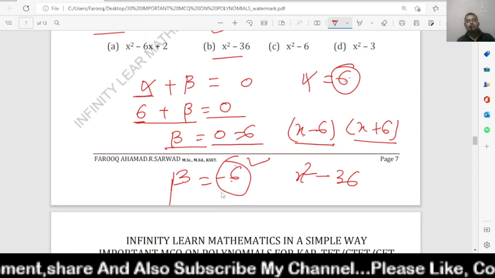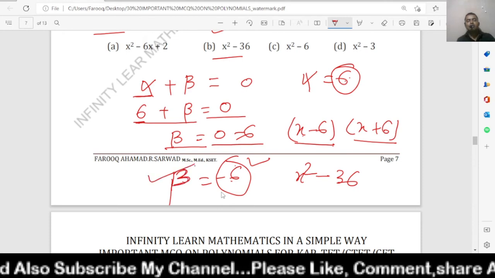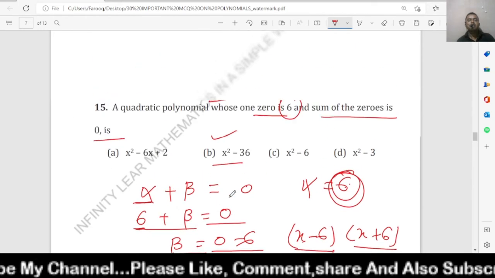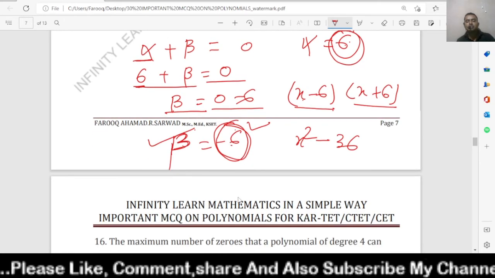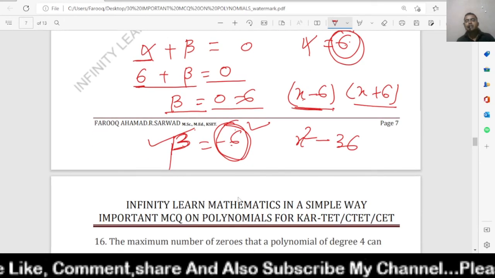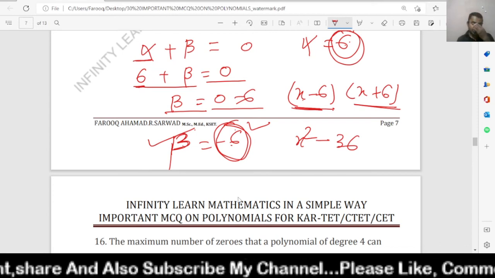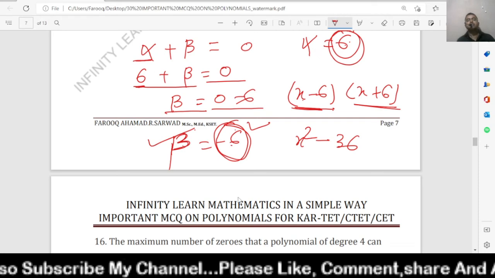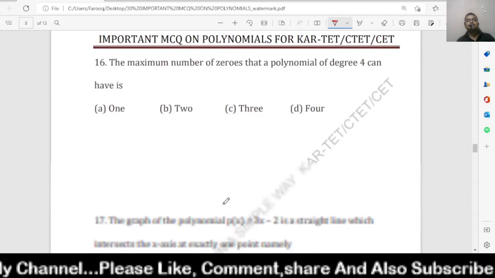Now beta is equal to 0 minus 6, that means minus 6, since one root is minus 6 and one is plus 6. Here he is asking for the quadratic polynomial. We are taking these two values. We are using x minus 6 and x plus 6, that is x minus 6, x plus 6. That is a minus b into a plus b, a square means x square, 6 square means 36. So option B is correct.